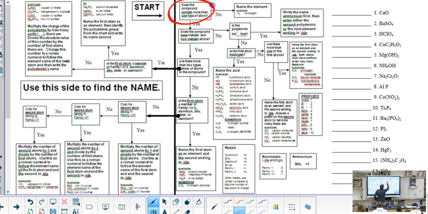So we are doing HClO4. Does it contain more than one kind of atom? Yes, it does. Does it have metal and nonmetals? That one's a no. Hydrogen's a nonmetal, chlorine's a nonmetal, oxygen's a nonmetal, right? All right. Does it start with the letters of NH4? No. Does it start with an H? Yes, it does. My favorite box. Name the acid. You don't have to think, you just have to find. So you find HClO4, and it's perchloric acid, correct?